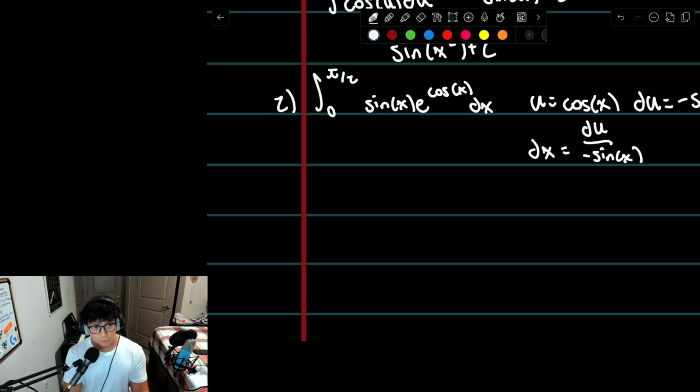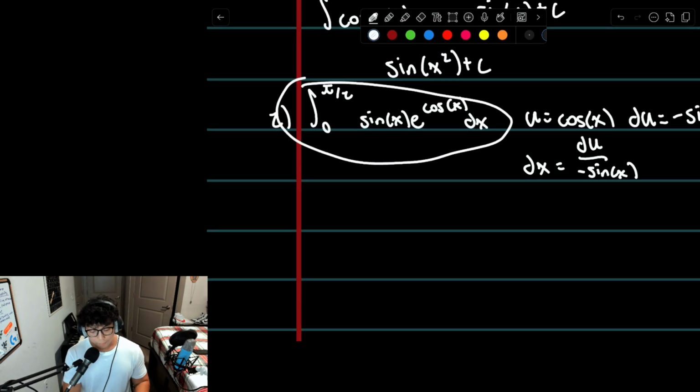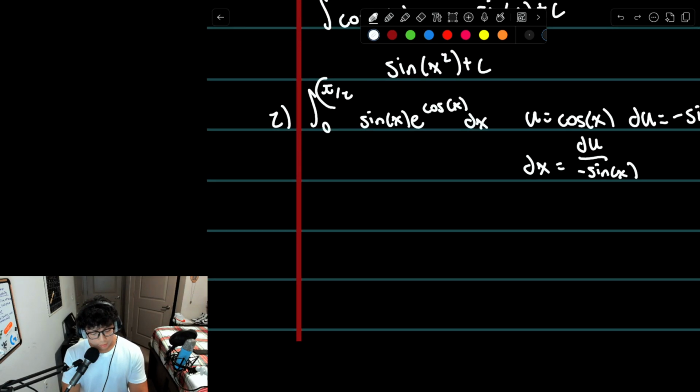Before you continue with this, remember when it comes to definite integrals, since we are putting this all in terms of u, you have to plug your bounds into this x right here. So in this case, we're given pi over 2, and cosine of pi over 2, because we are plugging it into our u, is 0. And then cosine of 0 is 1. So now our bounds are 1 to 0. It used to be 0 to pi over 2.